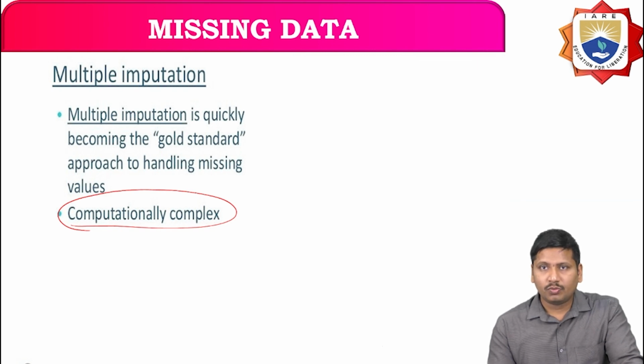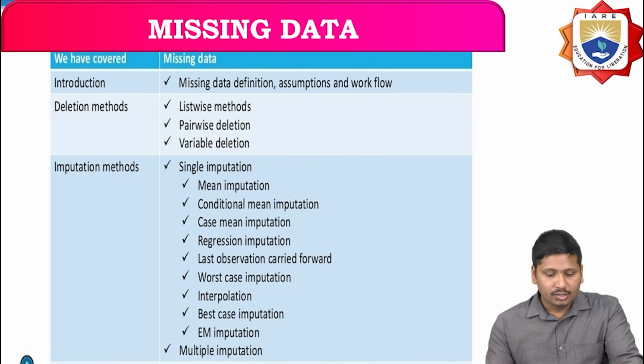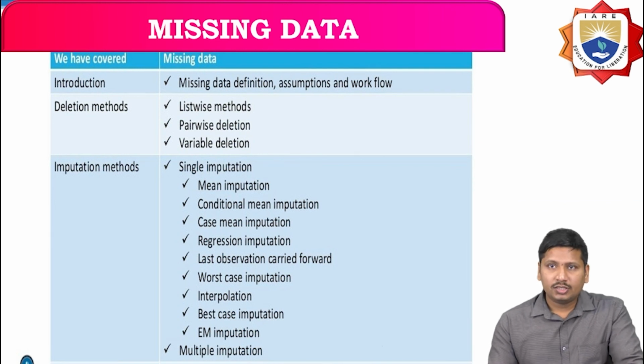So in single imputation, what we have is conditional mean, grand mean, regression, and then best case, worst case. Multiple imputation becomes one of the best approaches, but computationally it is very difficult, right? So these are the topics I discussed in this video.